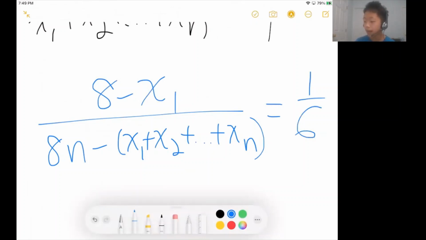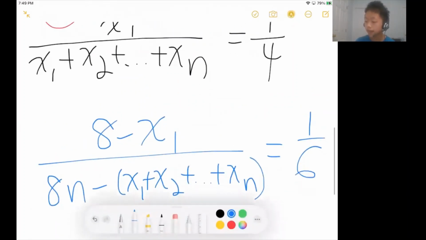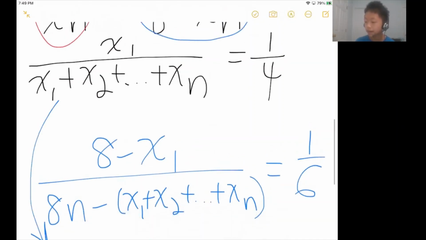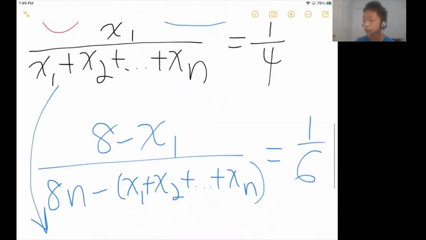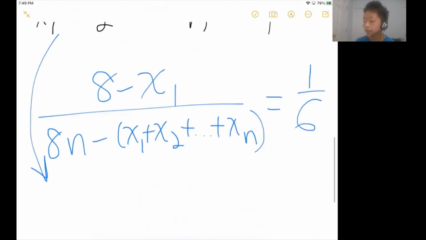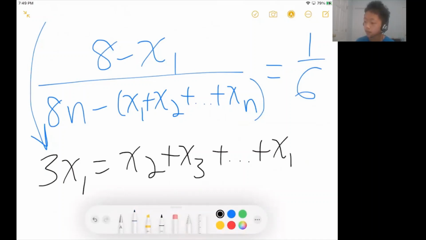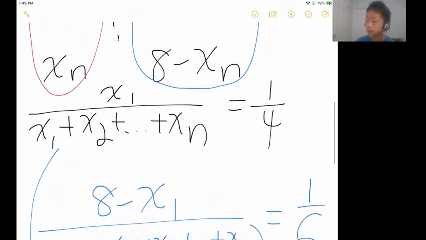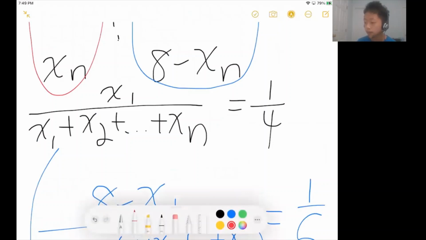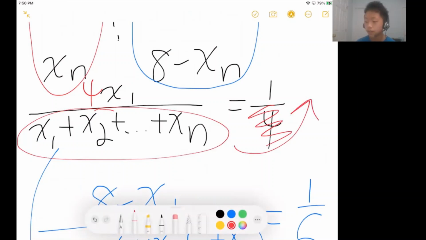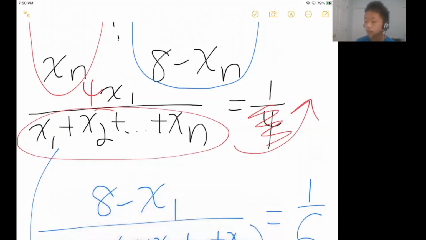So from the first equation, we can bring this down, and if we simplify, we get 3 times x1 equals x2 plus x3 plus ... plus xn. Where this equation came from was we multiplied by 4 on both sides, then we multiplied by this expression to the other side, and then we subtracted x1 on both sides. So we got this expression.